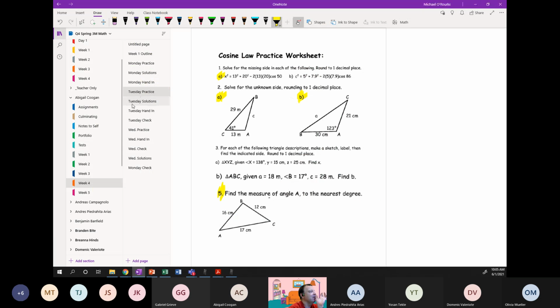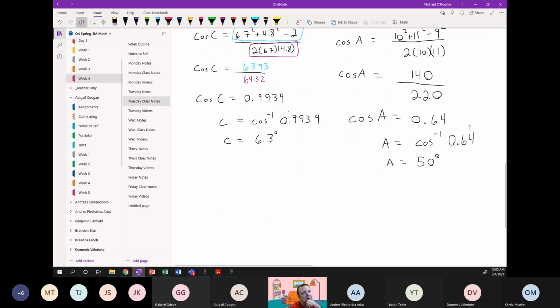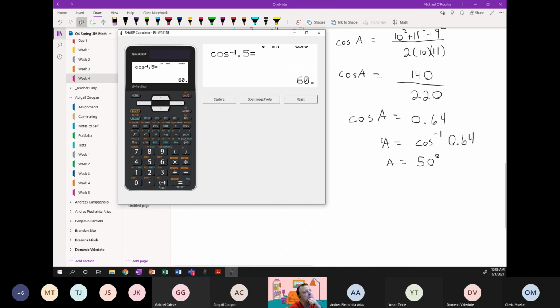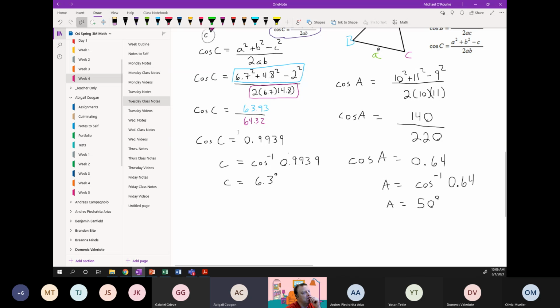Okay, why is it not working? So let's go back to our question. We have the button strokes right. All right, let's go back to this one. The 0.64. So go 0.64, second function cos. 50.2. Okay, sure, good. That's what I was doing the first time to get 57.6. Okay, let's try this one then, the 0.9939. Okay, 6.3. I think I was doing it backwards. Okay, no problem. Okay, thank you.